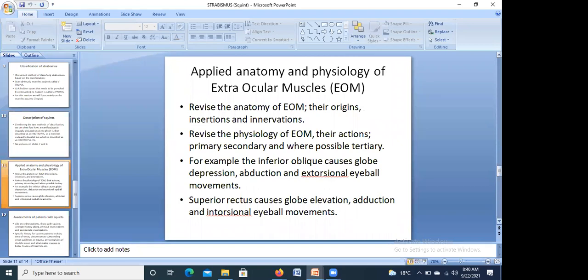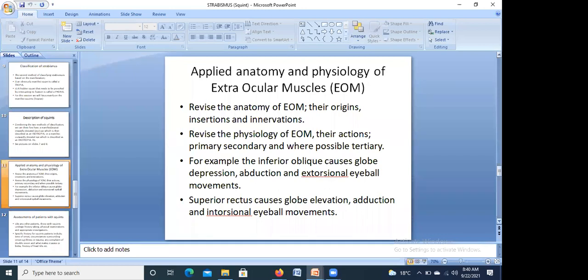We need to look briefly at the anatomy and physiology of extraocular muscles as we did with the strabismus, because the movement of the eye is a function of the extraocular muscles and its innervations. So I would like you to revise the anatomy of extraocular muscles, their origins, their insertions, and their innervations. I'd also like you to revise the physiology of extraocular muscles, that is their actions.